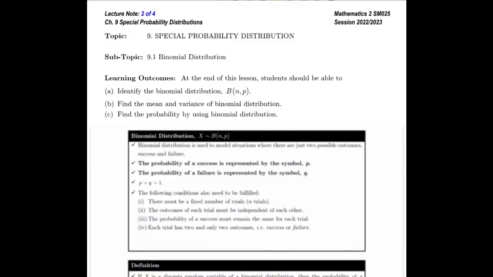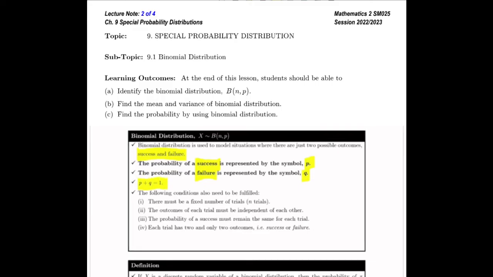In this video, we are going to learn about binomial distribution. Binomial distribution is used to model situations where there are just two possible outcomes, which is success and failure. The probability of success is represented by p. The probability of failure is represented by q. And probability of success plus probability of failure, which is p plus q, is equal to 1. 1 is the total probability.